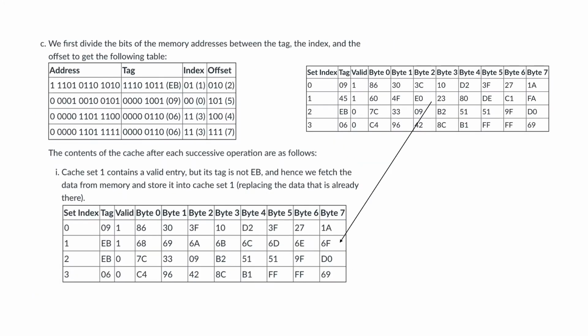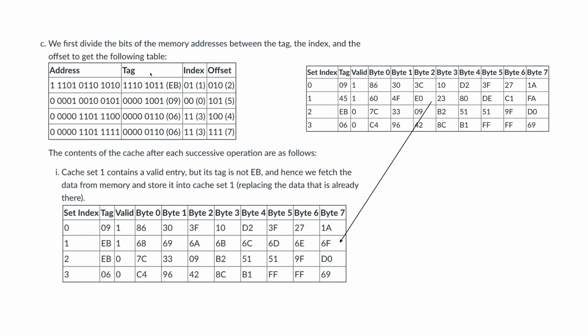Let's check out part C. Part C is slightly harder. We first need to, because we have the following 4 memory addresses we need to access, use the previous information about tag, index, and offset, how many digits we need for each, and turn that information into this table. And this is the original content of the cache.